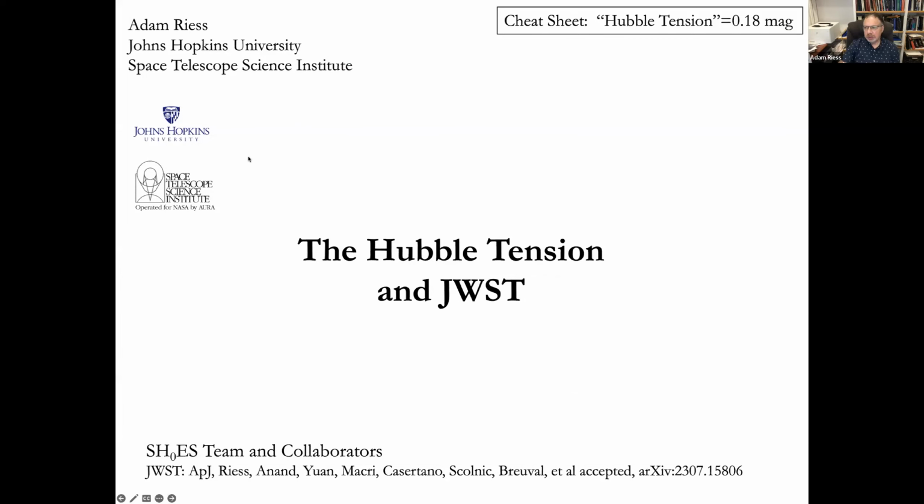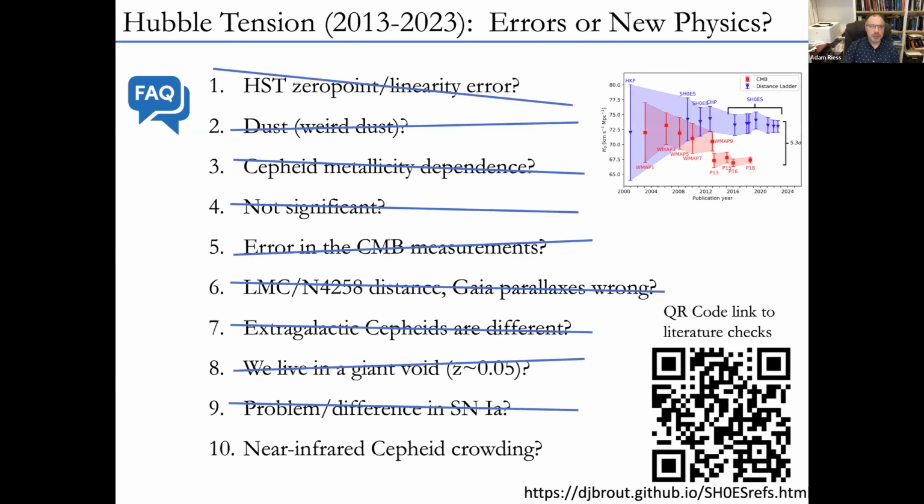Okay. Hopefully you can see my screen. Thank you very much. So I'm going to follow up where Dylan left off on the issue of the robustness of the result and how we could test it, particularly with the new James Webb Space Telescope.